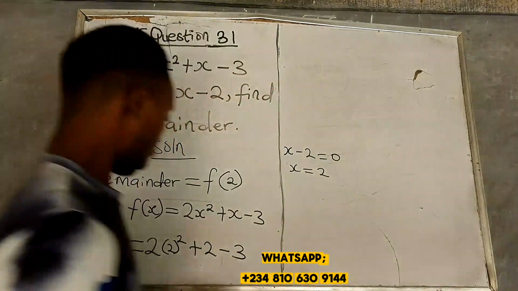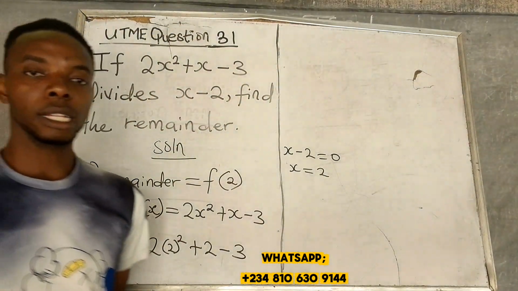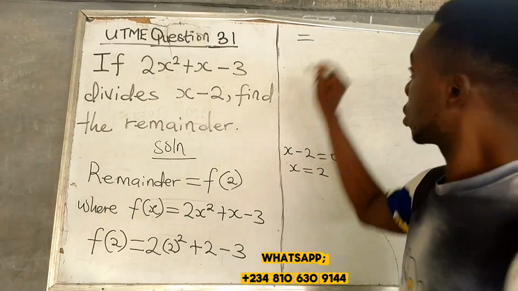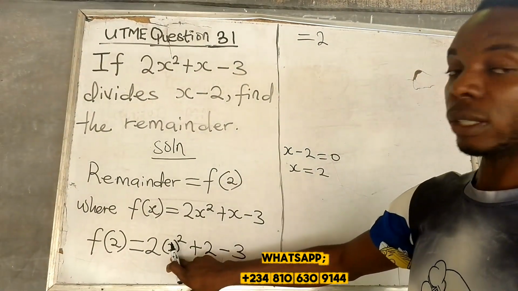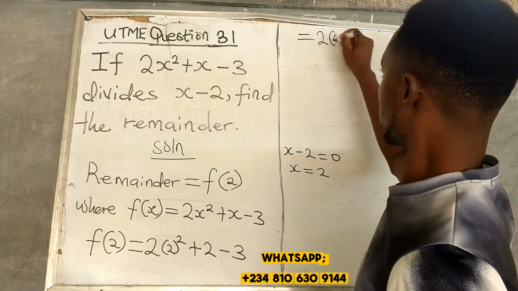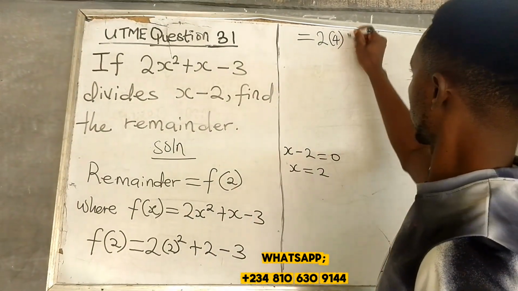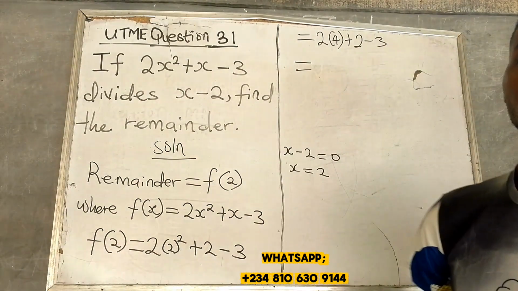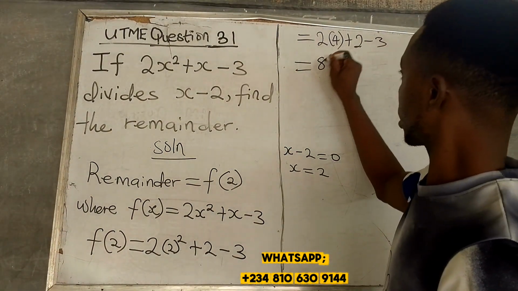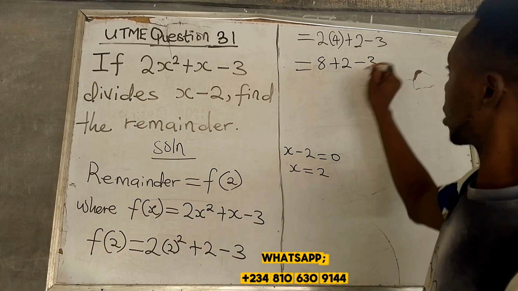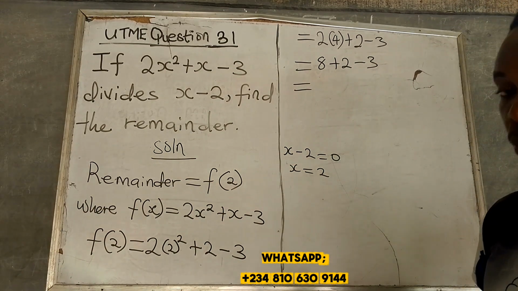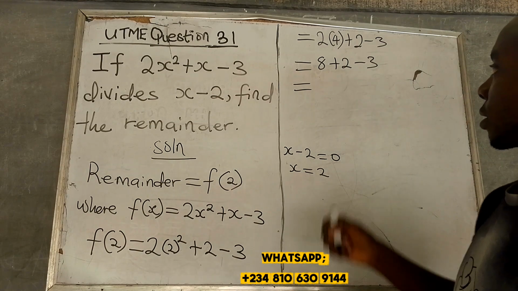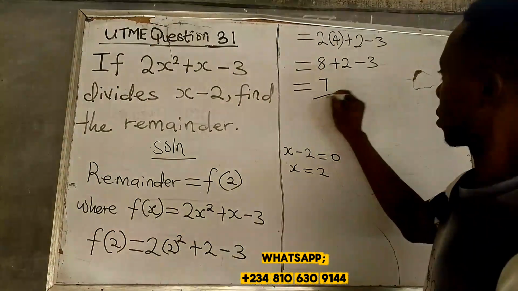Let's move forward. Now, 2 squared is 2 times 2, which is 4. Within the bracket, 4 plus 2 minus 3. 4 times 2 gives me 8, so 8 plus 2 minus 3. 8 plus 2 is 10. 10 minus 3 is what? 7. So the remainder is equal to 7.